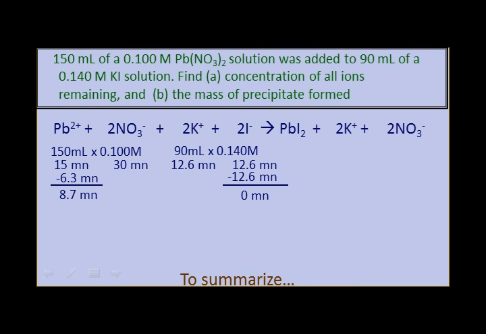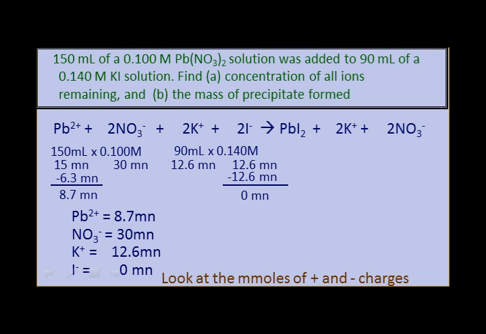All right, let's look at a summary of this. How much of everything do we have? Well, here's what we have. For the plumbous ion, we have 8.7 millimoles left. For the nitrate ion, we have 30 millimoles left. For the potassium ion, we have 12.6 millimoles. And for the iodide ion, we have none of it left. All right, getting the idea? Now let's see if we've done this correctly.